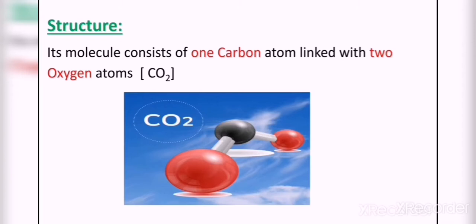The structure of the carbon dioxide gas. Its molecule consists of one carbon atom linked with two oxygen atoms to produce CO2. And the carbon dioxide gas is a chemical compound found in the form of a gas in its natural state in the atmosphere.